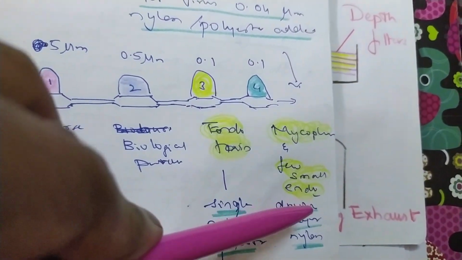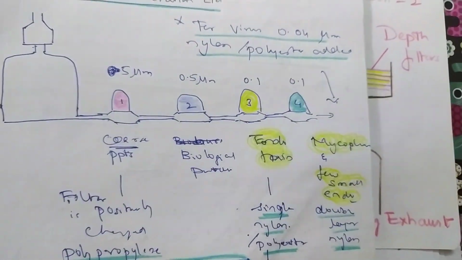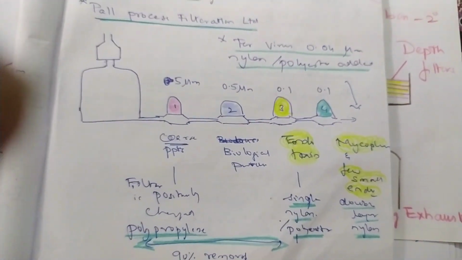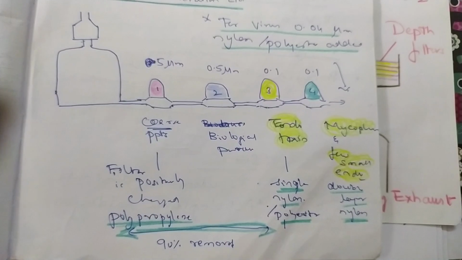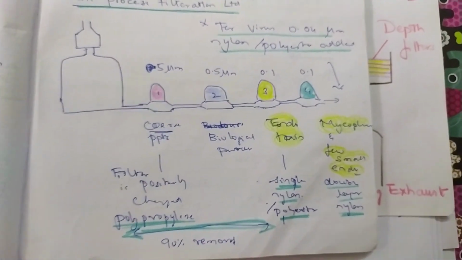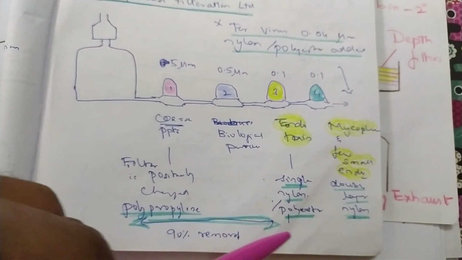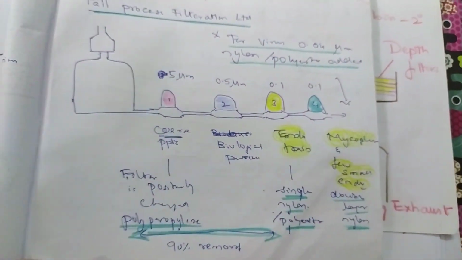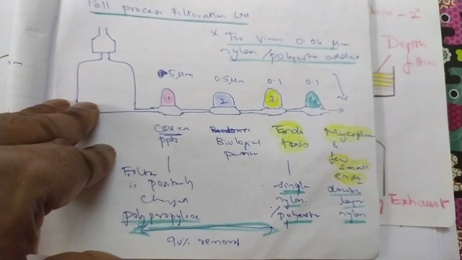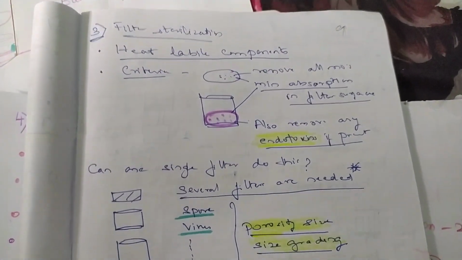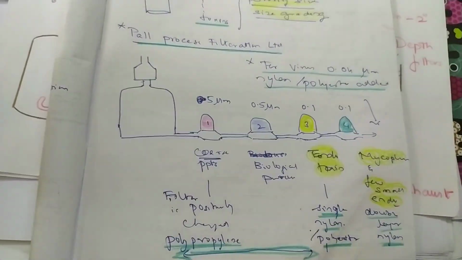Okay, so nylon membranes are mainly used for removal. Maybe single nylon membranes, or it can be double nylon membranes. Usually 90% removal happens in the first and the second. Okay, in the third and fourth the toxins and the mycoplasmas are removed. Okay, so I think you got the concept of the third step of sterilization, that is filter sterilization.